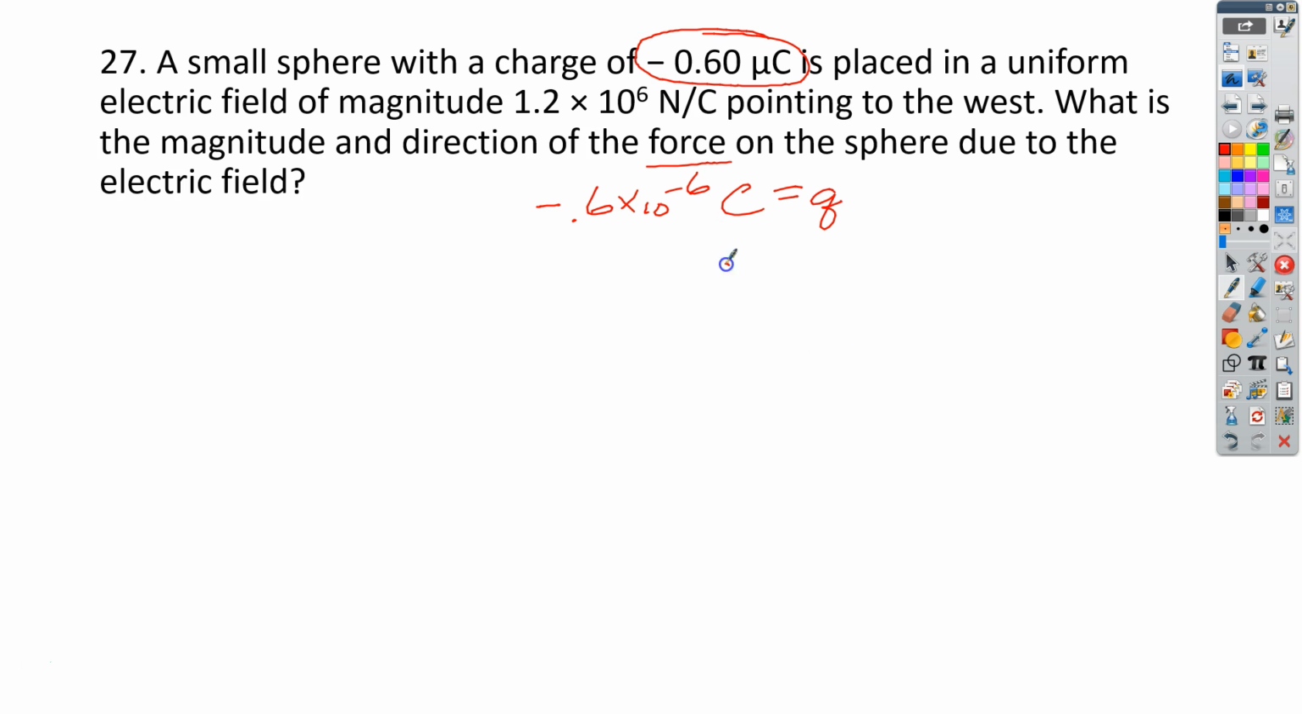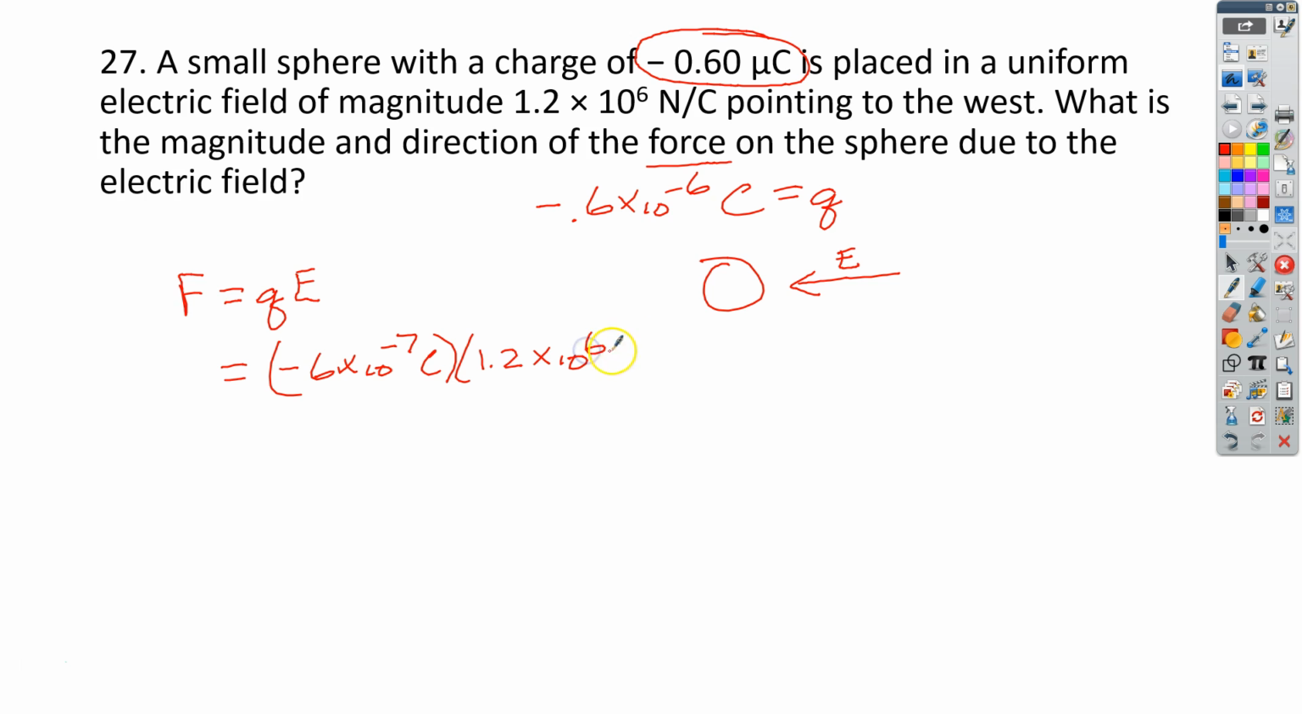So we've got our sphere here. We know the electric field is pointing due west, so it's going in this direction, and that would be our electric field E. Let's go ahead and solve this. We know that force is equal to Q times the electric field strength. Our Q is -6 times 10 to the -7th coulombs, and we're going to multiply that by our electric field, which is 1.2 times 10 to the 6th newtons per coulomb. And if you do your math, you should end up with 0.72 newtons.